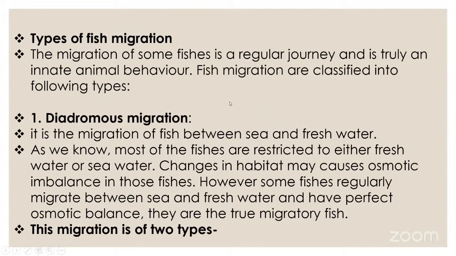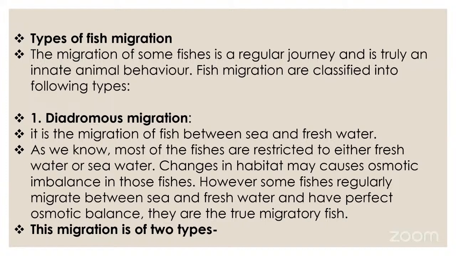Next, types of fish migration. How many types of migration are there? The migration of some fishes is a regular journey, as we have just discussed. They move from one place to another. So what are the types of fish migration? The first one is diadromous migration. It is the migration of fish between sea and fresh water.